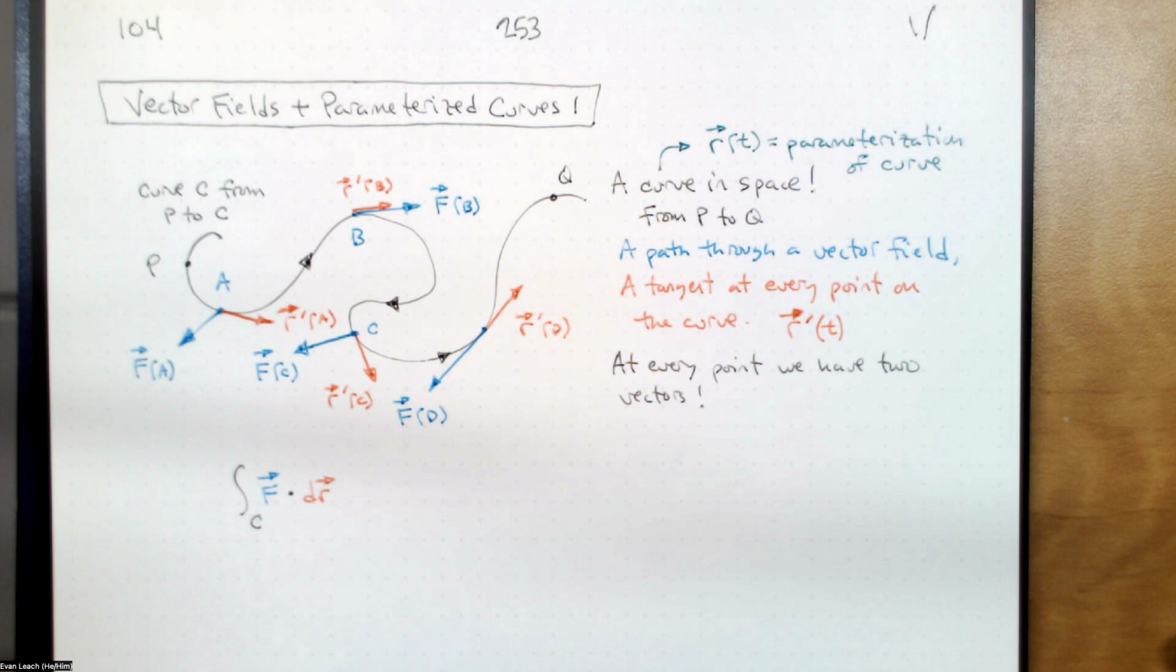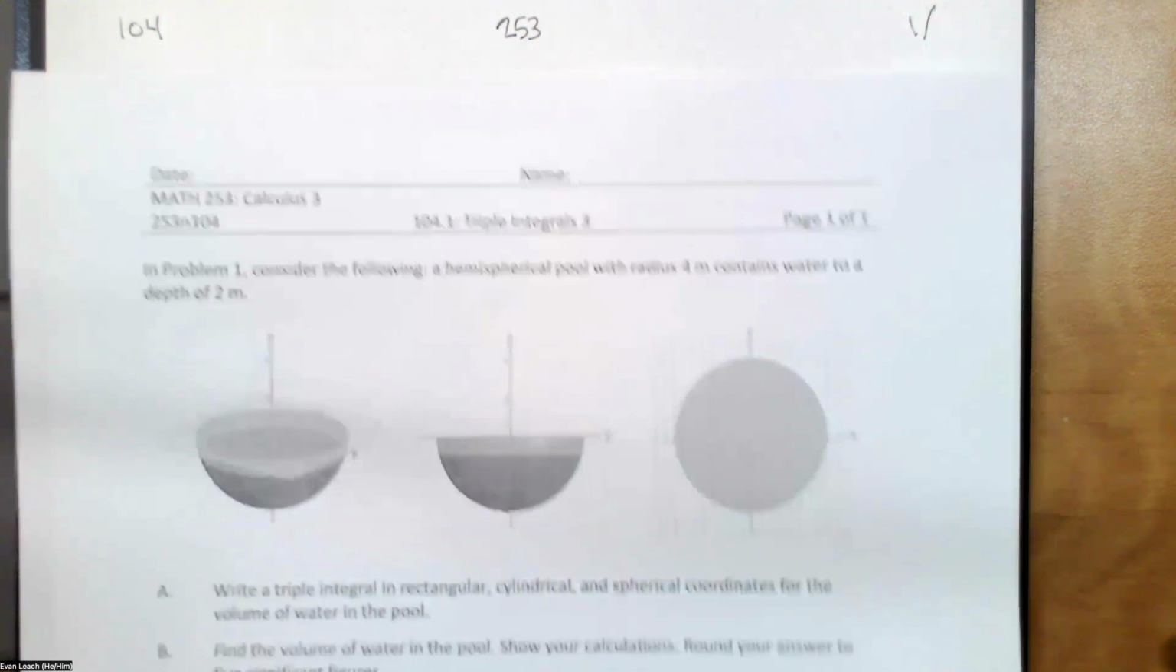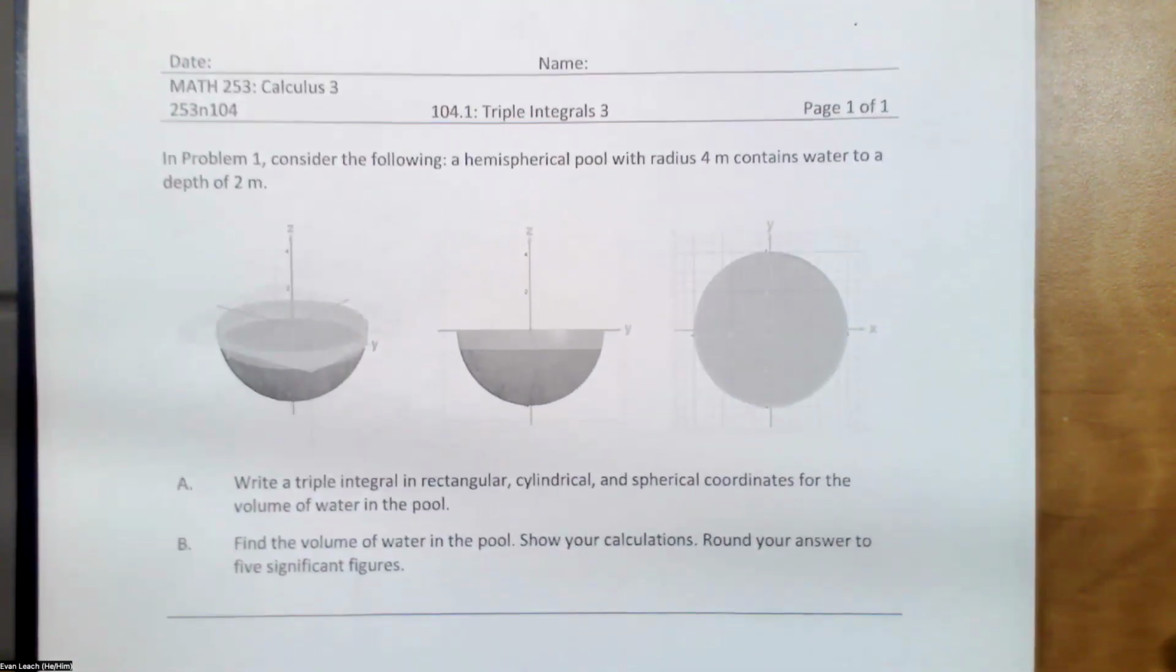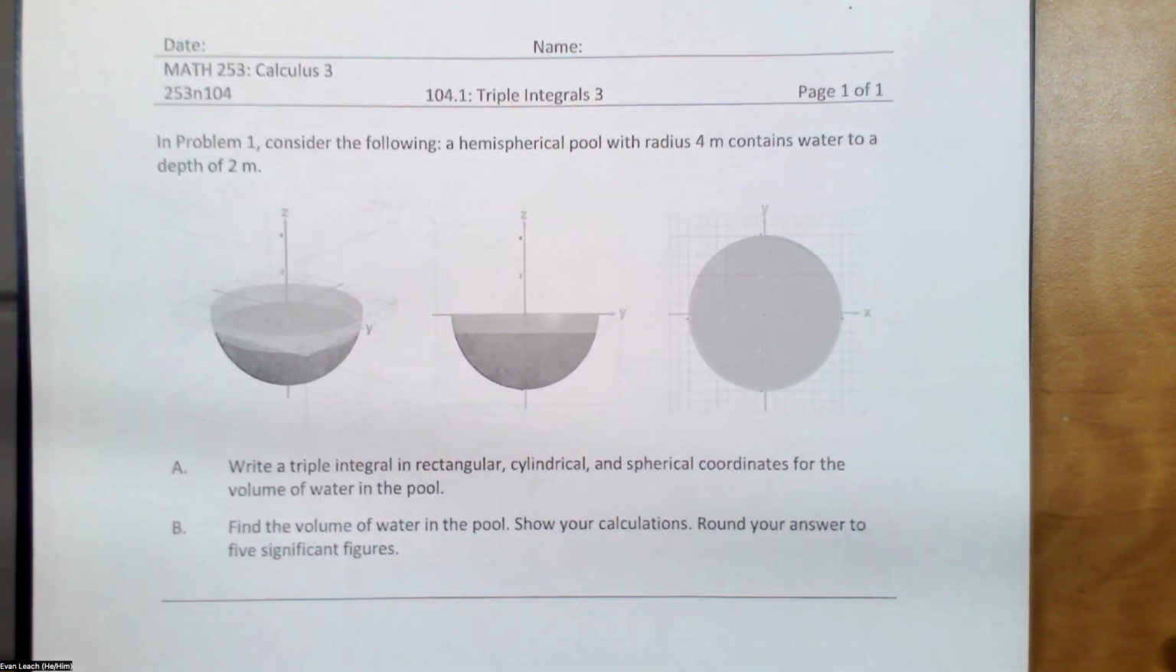That's all beside the point. Let's take a look at some problems. This is kind of a classic problem from your calculus past. I have a hemispherical pool with a radius of 4 meters. I don't know why I made this thing so big, but there it is. And it contains water to a depth of 2 meters. I realize the picture doesn't match up. Water is up to half the depth, but the pool is not half full by volume. The pool is only half full by depth.